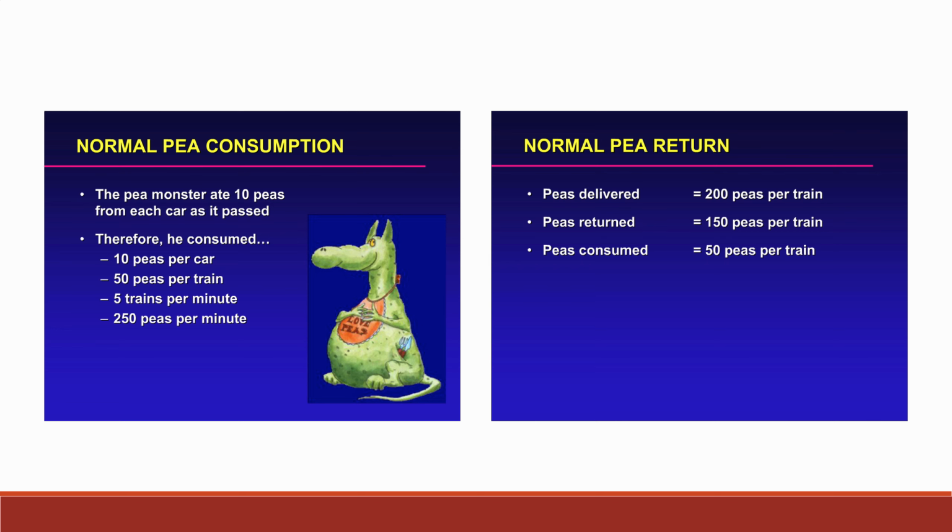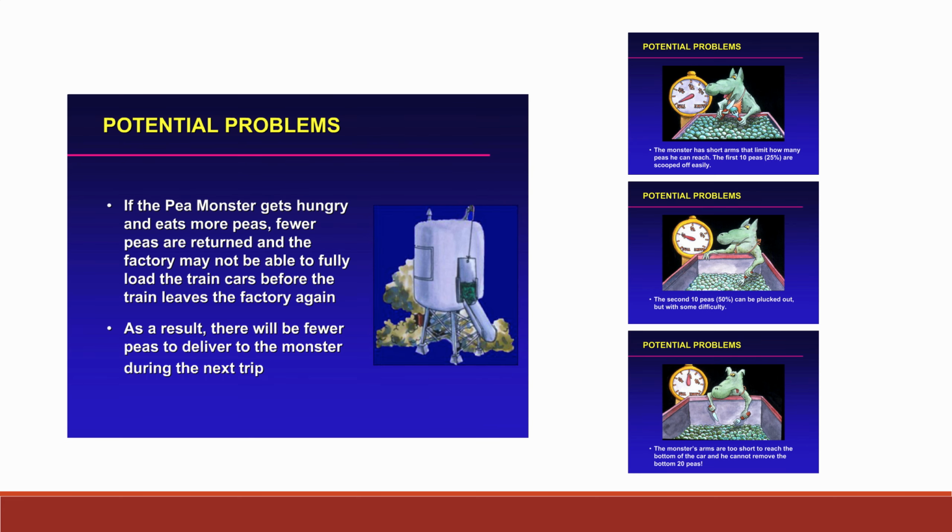So the normal pea consumption of a normal happy monster was 10 peas from each car as it passed. So he consumed 10 peas per car, 50 peas per train, 5 trains per minute, 250 peas per minute that were consumed. But that meant that there were peas that got returned as well. So there were 150 peas per train that were returned, and he ate 50 peas per train. That makes sense? So what does that mean? Well, it doesn't mean anything as long as everybody was happy and everything was working fine.